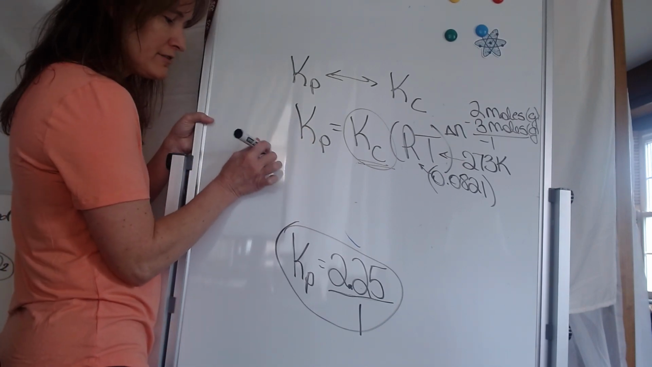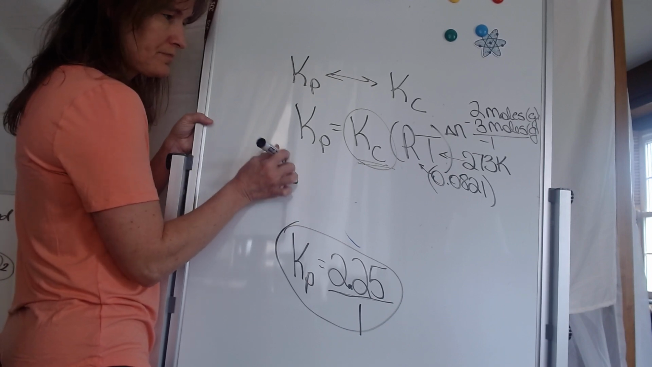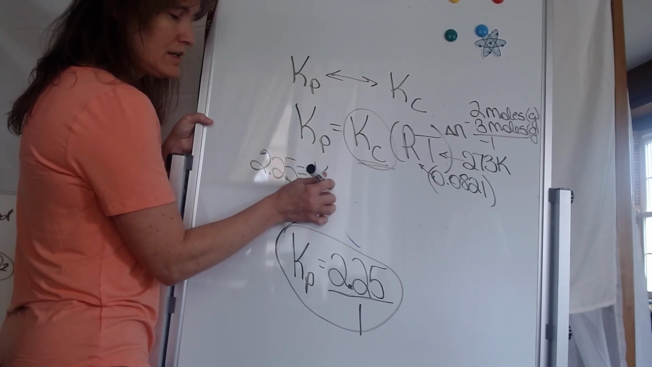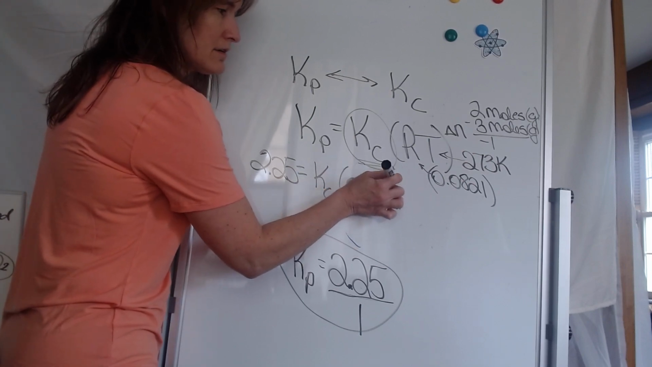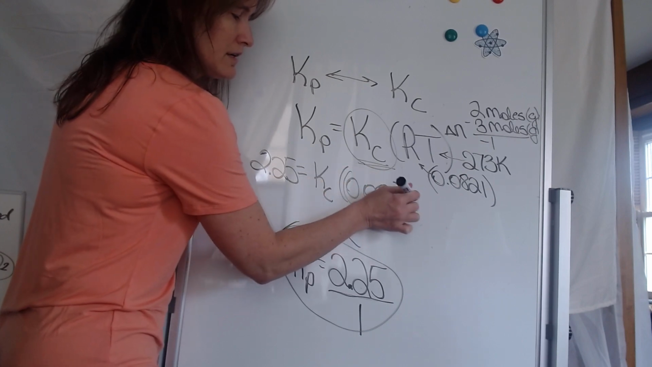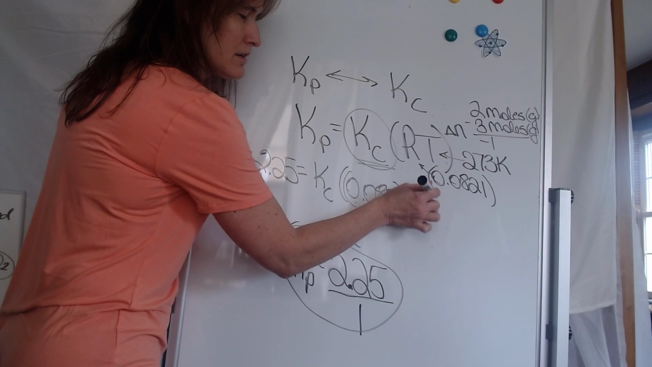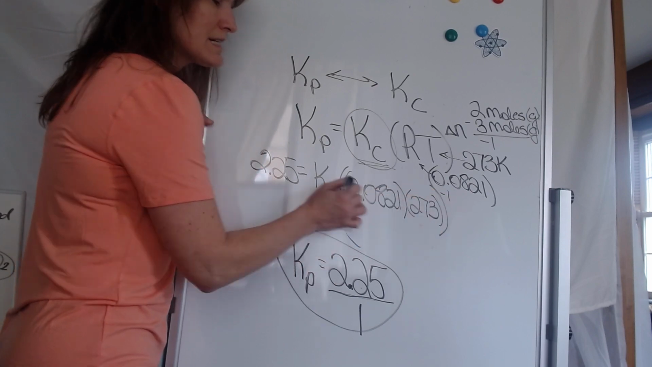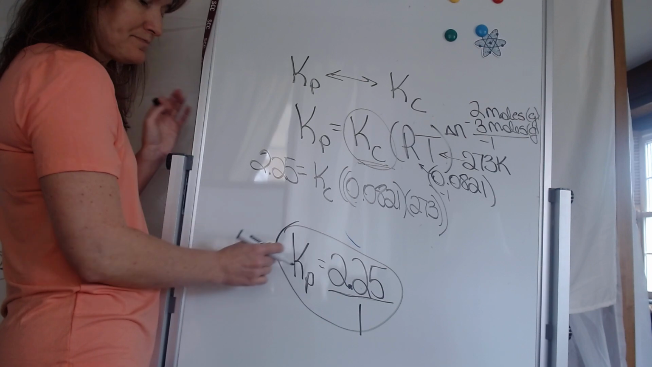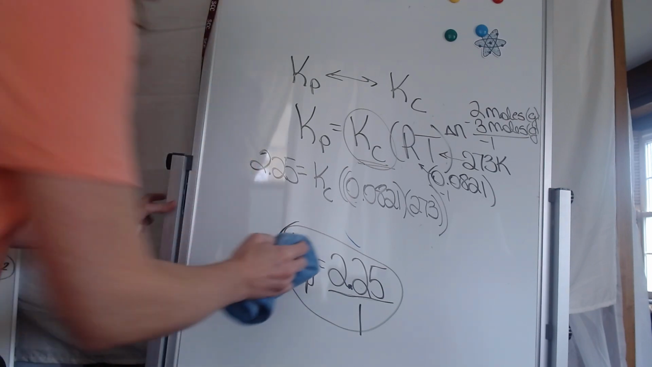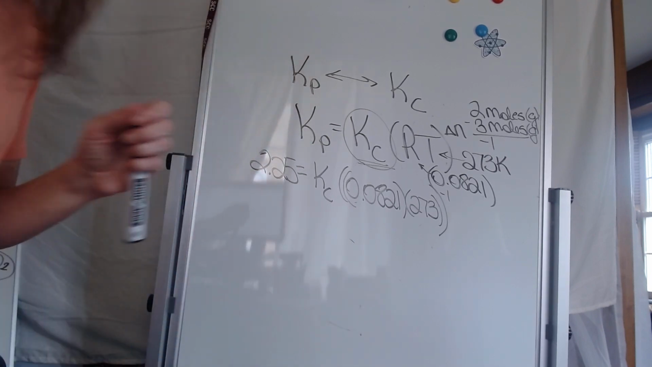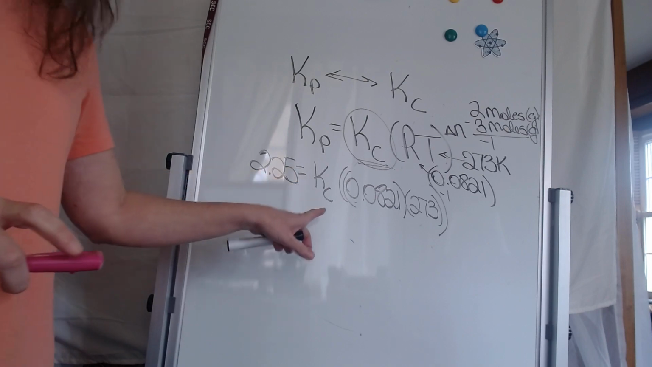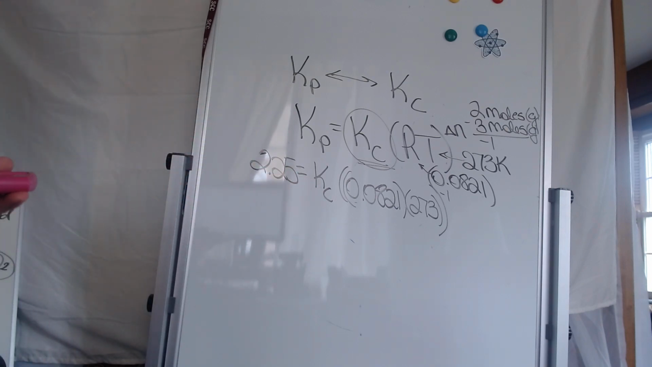And so if you plug all those values in, you get 2.25 is equal to K sub C times 0.0821 times 273, both of those together raised to the -1 power. Go ahead and erase this down here. So we have values for everything except for K sub C. And so you're just going to plug those numbers in, and then you're just going to do the math.